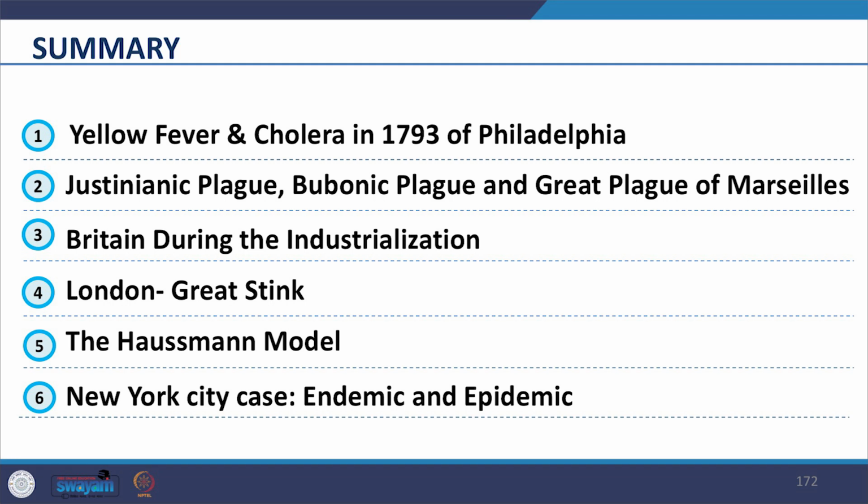So summarizing, in today's session we read through the narratives of yellow fever and cholera from Philadelphia. We looked at the pattern of disease: Justinianic plague, Bubonic plague, Great Plague of Marseilles. Thereafter we read through the narratives of Britain from the perspective of health during the industrialization period. Furthermore, we looked at the narratives from London at the time of the Great Stink. We looked at the Paris Haussmann Model. We also saw the New York City case concerning endemic and epidemic.